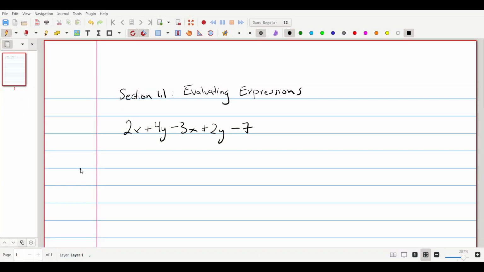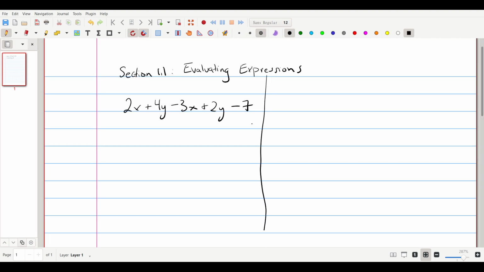What's up, guys? This topic is called evaluating expressions, and this one should go by pretty quickly. We'll do it two different ways. One where we use the properties of the reals that we talked about before, and the first way, though, we'll do it as we normally would. And so the idea here is we're adding x's and y's and then just regular numbers, right?